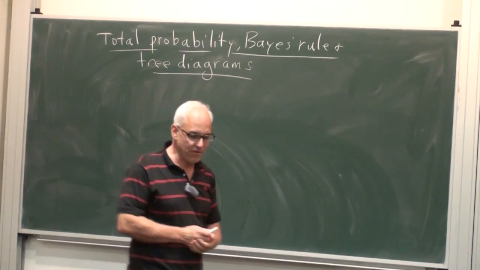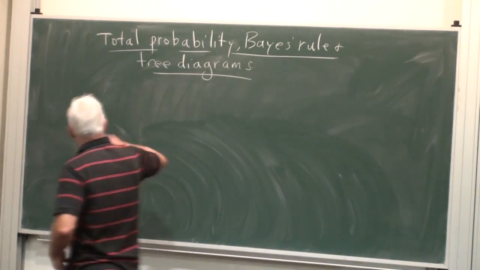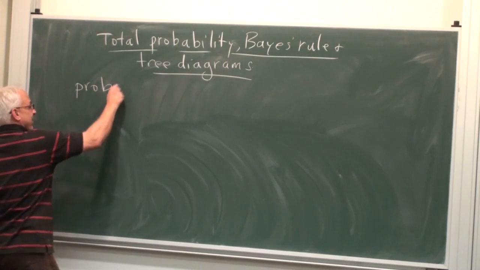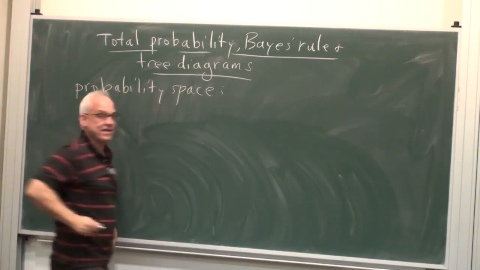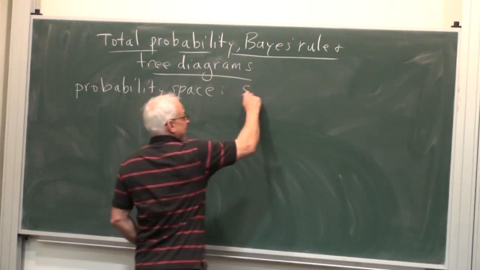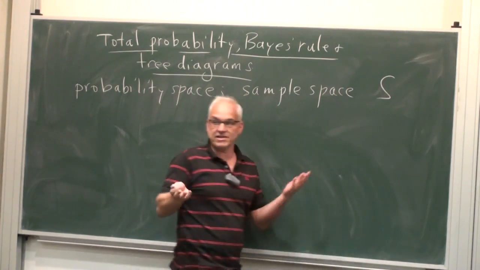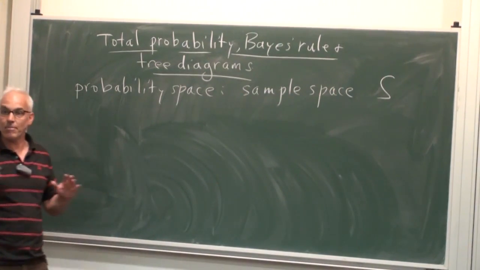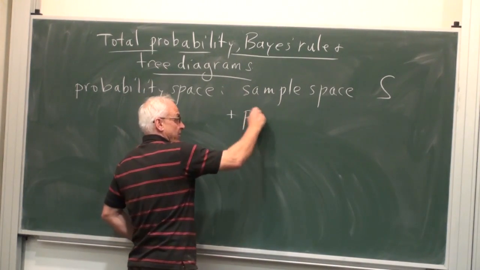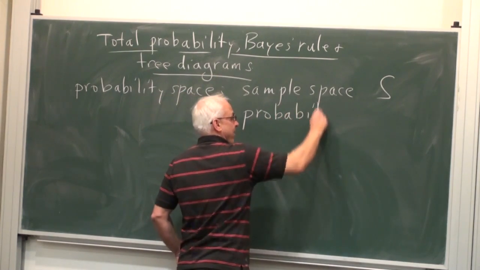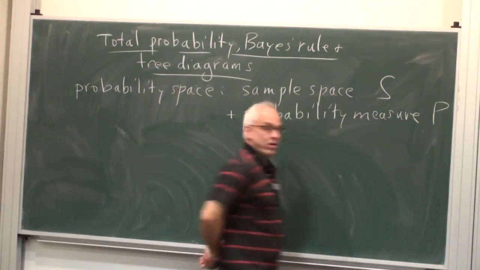All right, so I have to remind you of a few things about the setup so far. We're talking about probability spaces. That's a sample space, which is just a set. Usually we think of it as outcomes of perhaps some experiment, plus a probability measure on that sample space. And the probability measure is usually denoted P.